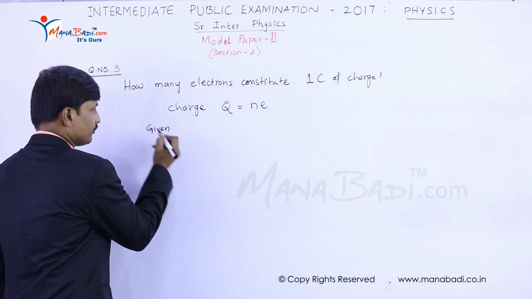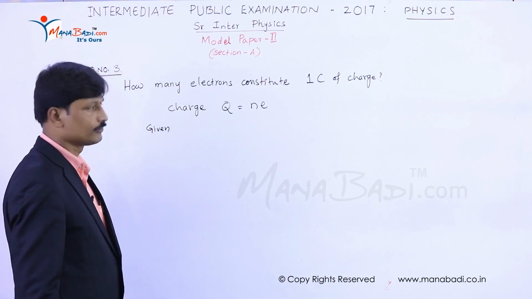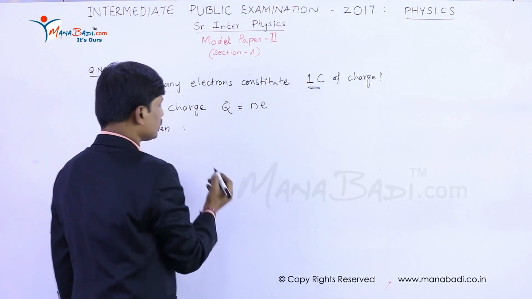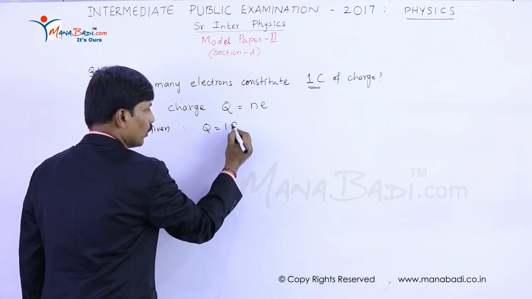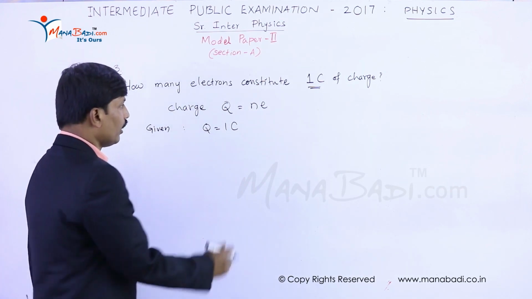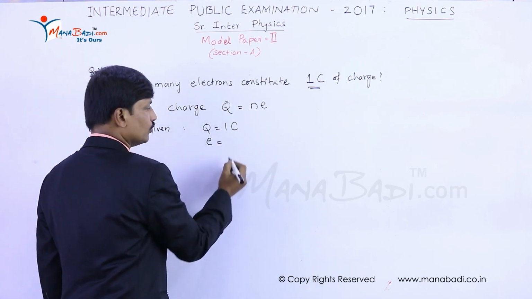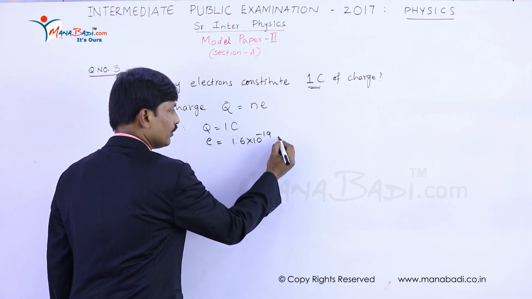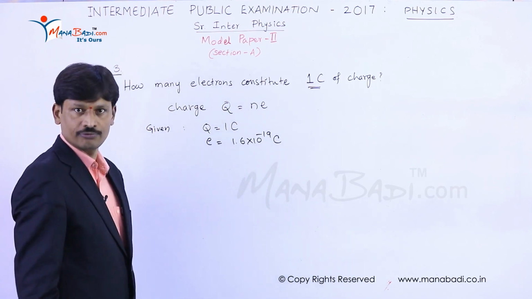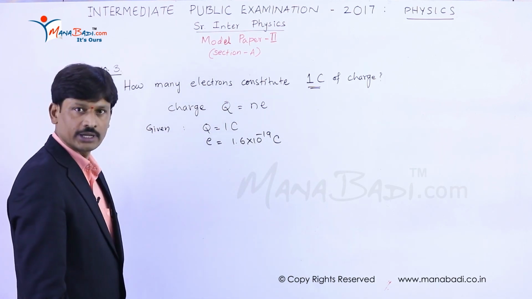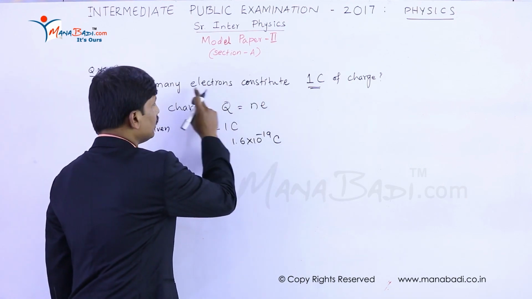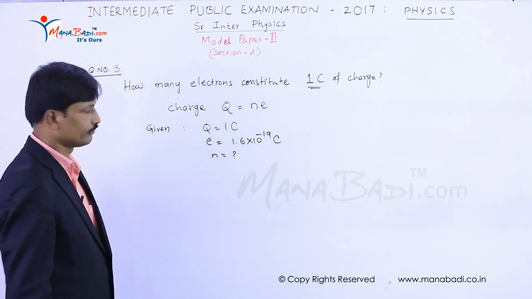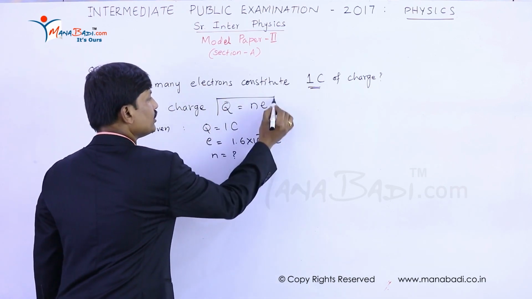From the given question, the given value is the charge, that is Q equals 1 coulomb. And we know that e equals 1.6 into 10 power minus 19 coulombs. This is the charge of an electron. And what do we have to calculate? We have to find the number of electrons. That means N equals how much? The formula is Q equals Ne.